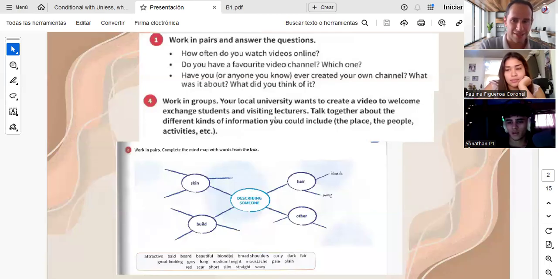Okay, and this exercise says that we need to create a video. Yes. Okay, together the different information to include: place, people. Okay, but what do we need to do? Like talk about the places or suggest places, people, or activities to do in a university. In university. Yes.